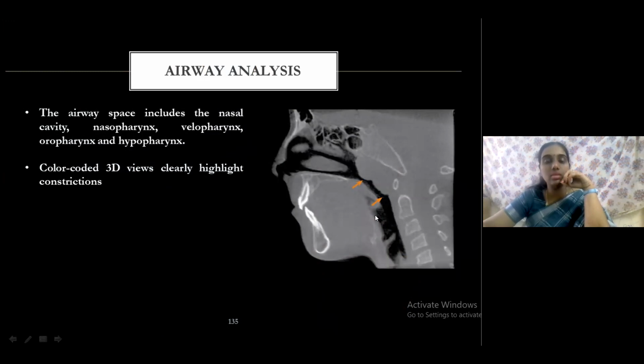There is a separate airway analysis tool which gives you color coding. You can mark the airway space, and it will give you the airway space in color, and it will give you the exact thickness of the airway space at each and every level, so that you can analyze the thickness of the airways. This is a case showing an enlargement of the adenoids here, so that there is constriction of the airways here.